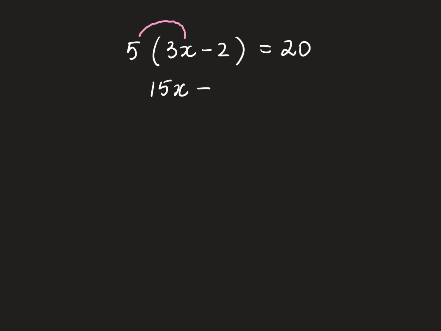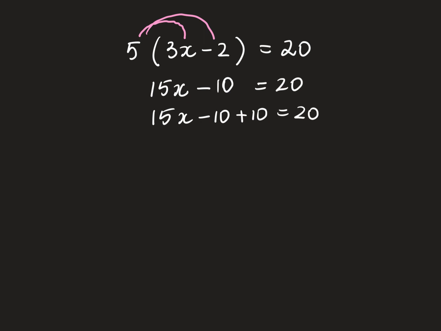Why don't you have a go at this one? Start by expanding the brackets. Press pause. Okay, how do we do it? First, 5 lots of 3x is 15x minus 5 lots of 2, which is 10, is equal to 20. And then we just solve it in the usual fashion. Divide by 15, cancel, x is equal to 2.